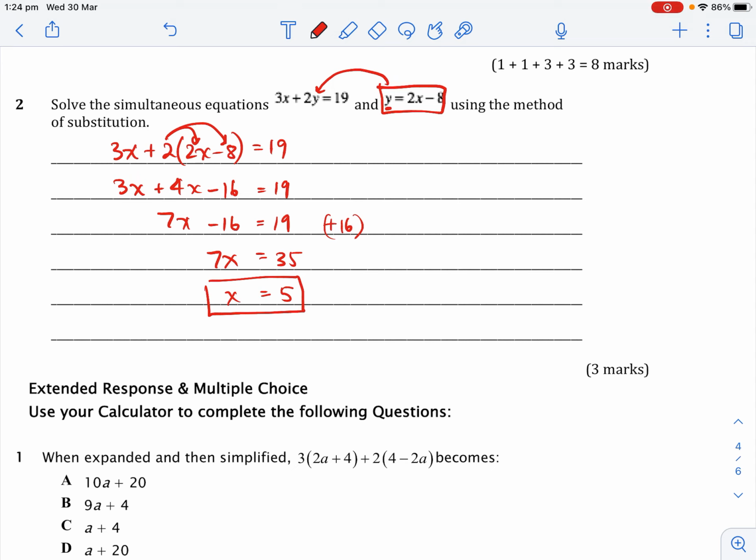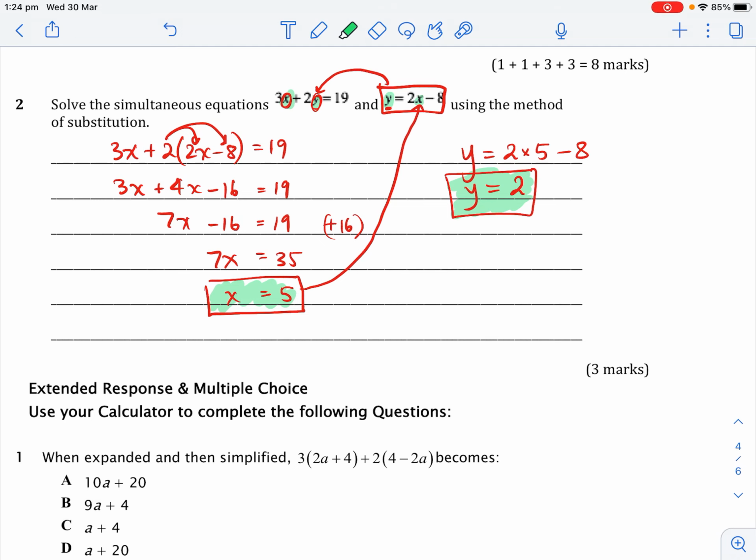Don't forget, this is only half the problem. I have an x and a y in both of these equations. We have to find x and y. So far I've only found x. So what do I do? I stick that x value back into this equation that tells me that y is equal to 2 times the x value, take away 8. So 2 times 5 is 10, take away 8 is 2. And I've got my y value.